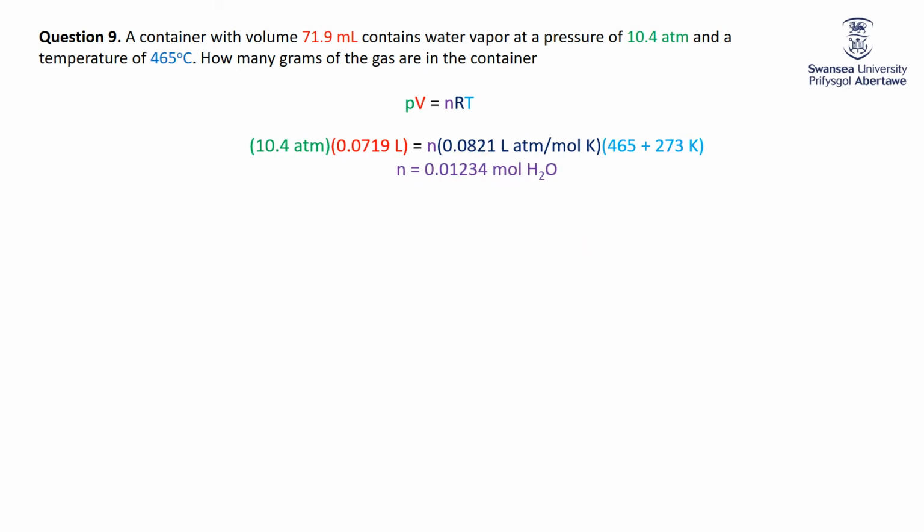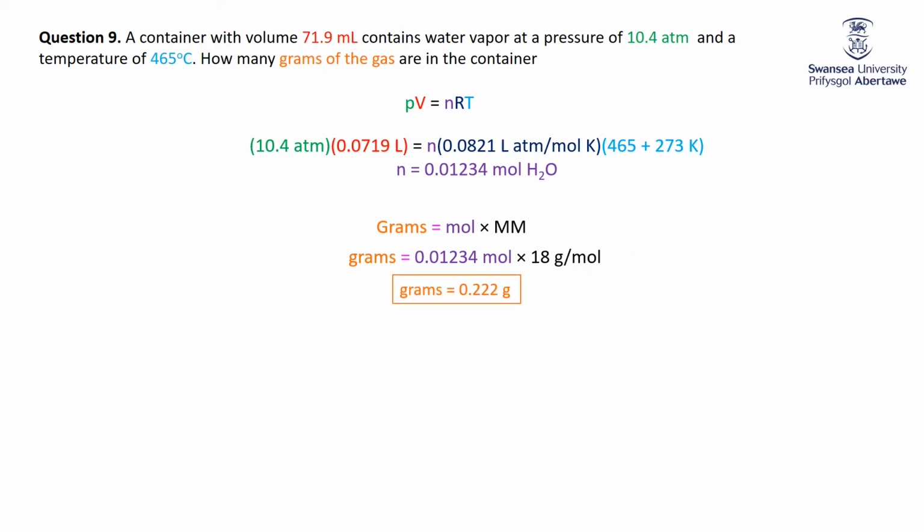Pop all that in your calculator, and n is 0.01234 moles. And of course, water is this particular vapor. And how many grams does that weigh? Well, we just multiply it by 18 grams per mole to get the final answer, 0.222 grams.